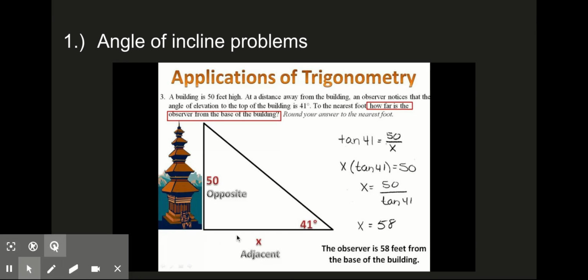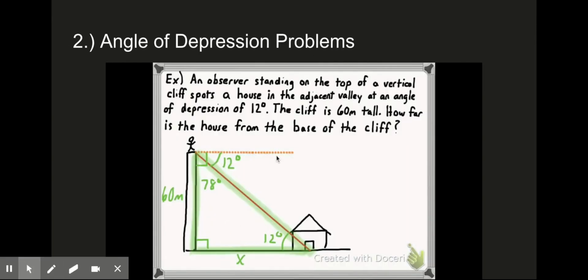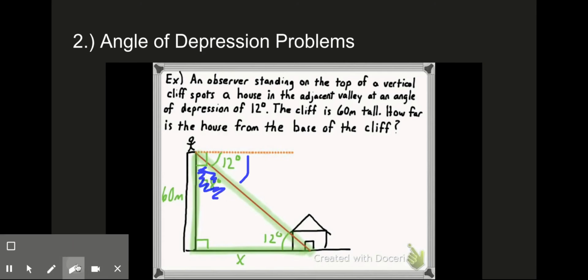What I want to talk about and make sure I cover in this video is angle of depression. Here we have an observer standing at the top of a vertical cliff, and they have an angle of depression. They look down to see a house. They're at this cliff at 60 feet in the air. So how far away is the house? The trick is you can see this picture fills it in correctly. They go, oh yeah, easy, 12-degree angle of depression, which means this is 78, which means that this is 12.